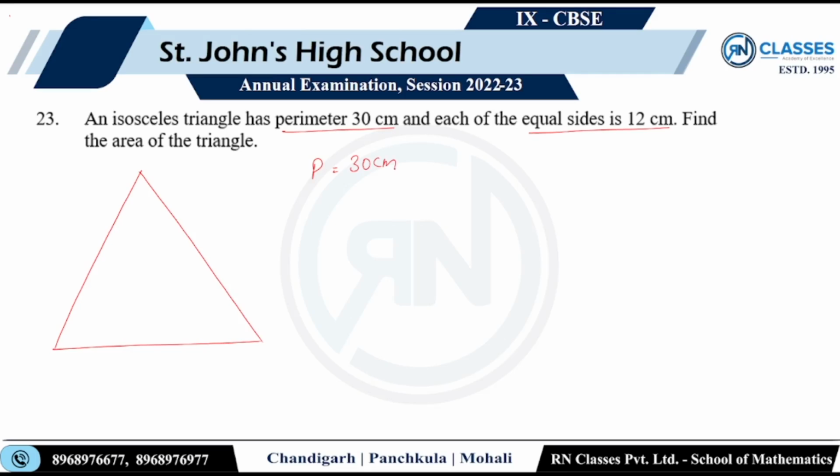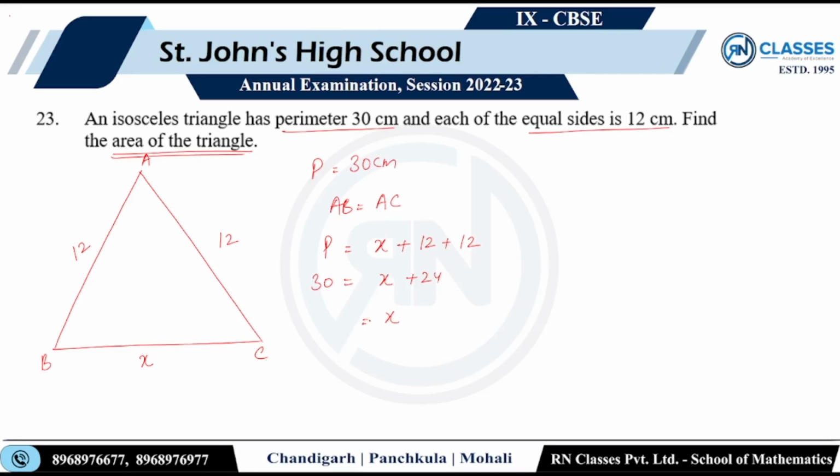Wonderful. The equal sides are given as 12, meaning AB and AC are equal. So this is 12, this is 12. The last side I take as x, because when you have to find the area, you have to go to Heron's formula. For Heron's, you need to find all the sides, right? So the perimeter I can also write as x plus 12 plus 12. The perimeter is already given to be 30, so x plus 24 will give you 30.